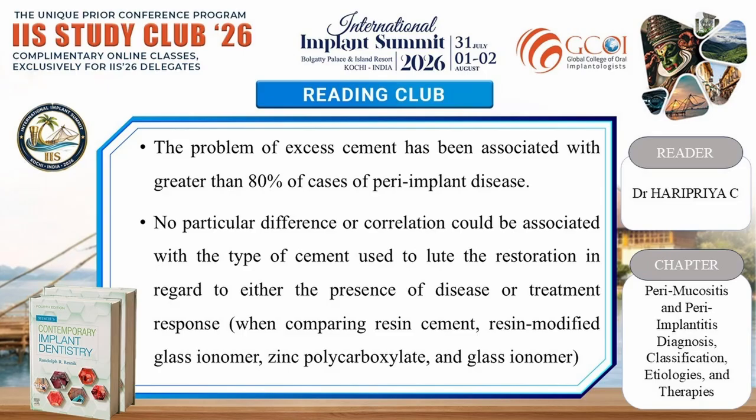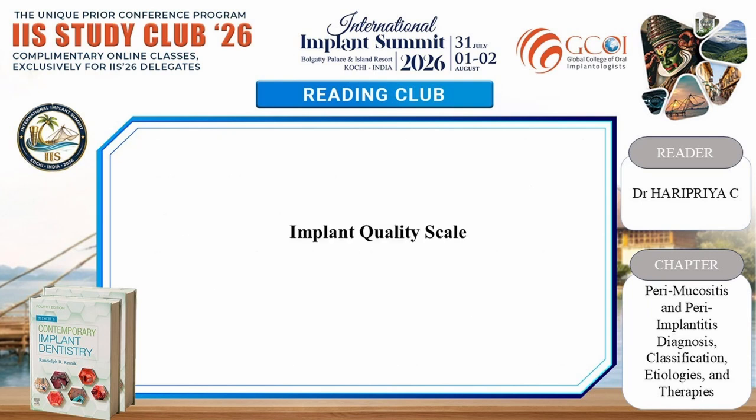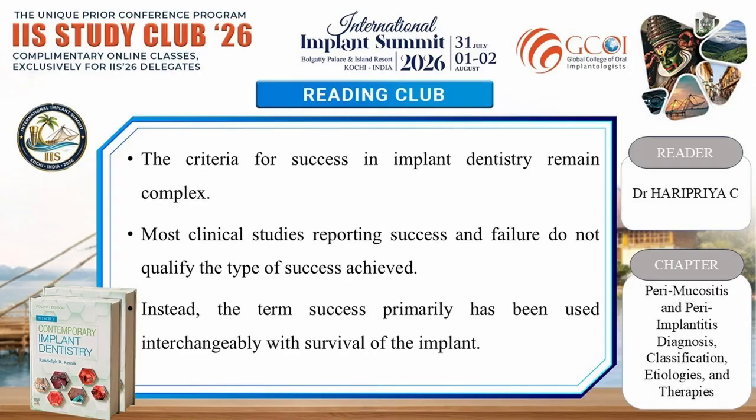No particular difference or correlation could be associated with the type of cement used to retain the restoration in regard to either the presence of disease or treatment response. That is, when comparing resin cement, resin-modified glass ionomer, zinc polycarboxylate, and glass ionomer. Implant quality scale. The criteria for success in implant dentistry remain complex.